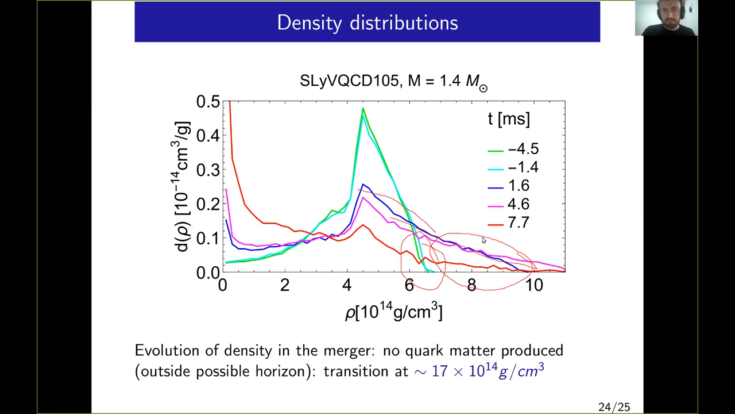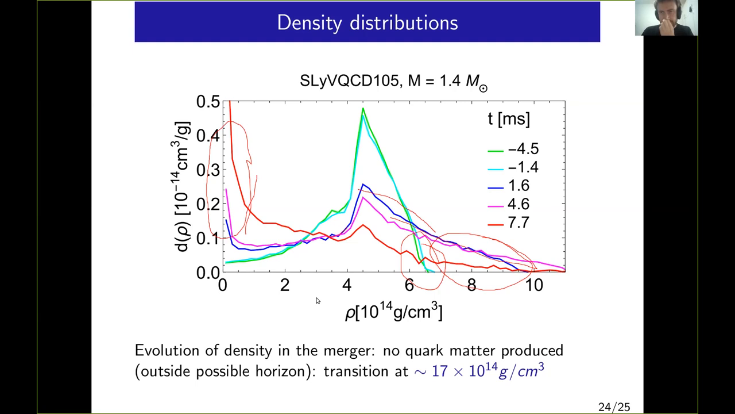So there, after the merger, you have a much more massive star, and so you probe the high density region. And there is also this low density peak here, which describes the matter which is flowing out of the collisions. But all of these densities which I'm showing here are well below the nuclear to quark matter transition. So all of this is actually nuclear matter.